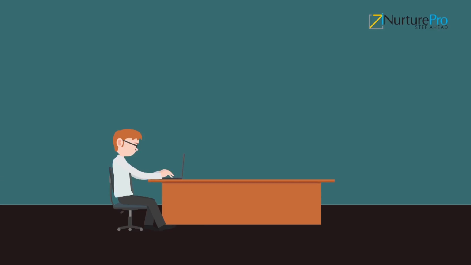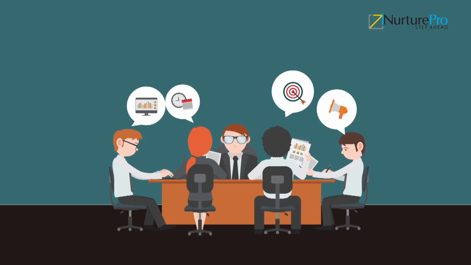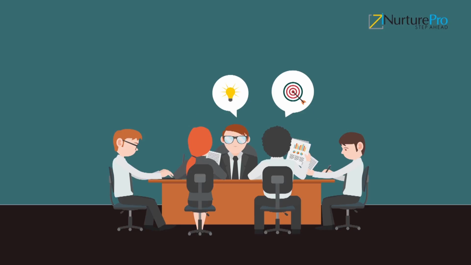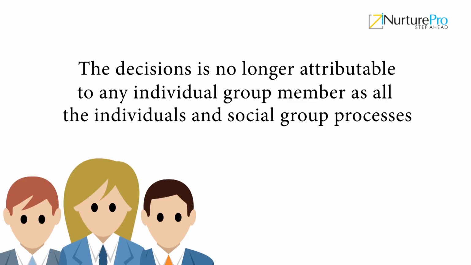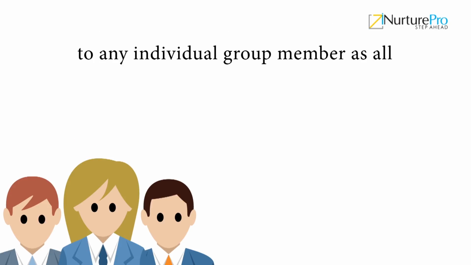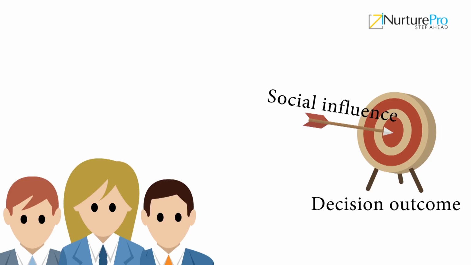Group decision-making process. Group decision-making, commonly known as collaborative decision-making, is a situation faced when individuals collectively make a choice from the alternatives before them. The decision is then no longer attributable to any individual group members, as all the individuals and social group processes like social influence contribute to the decision outcome.